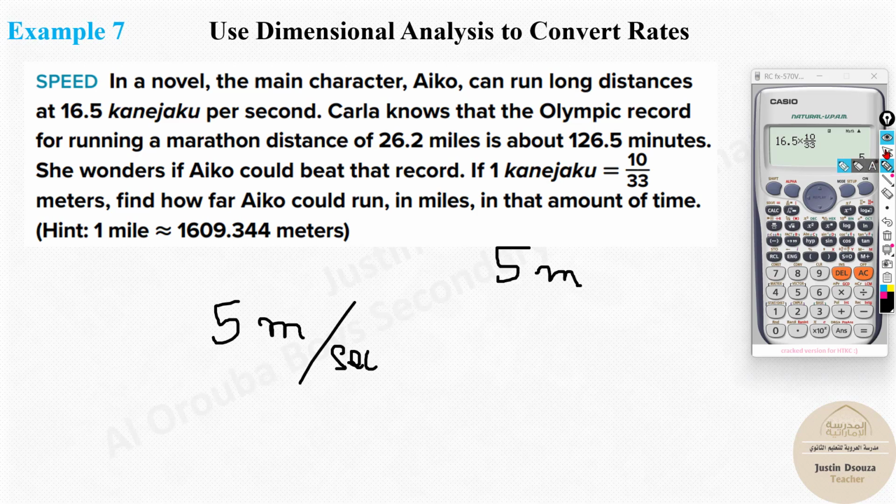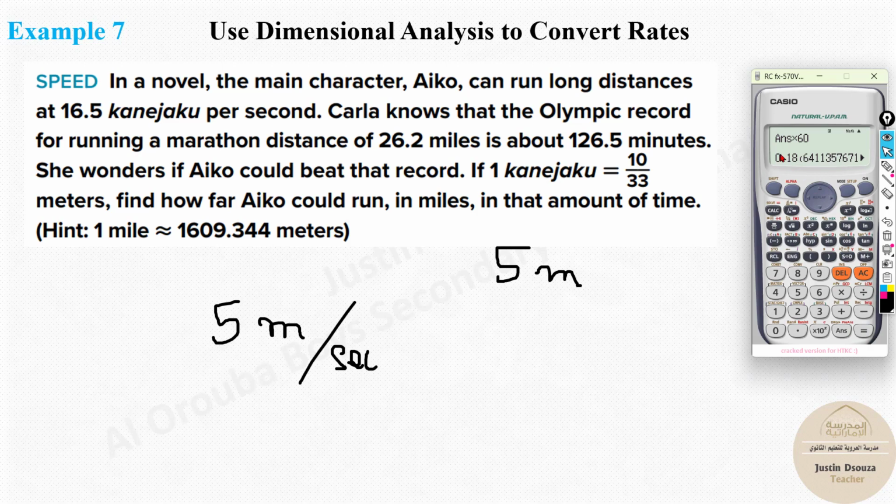How many miles are they? 5 divided by 1609.344. This is the meters. What miles? This is miles per second. But we have over here in seconds. We don't want in seconds, we want in minutes. So 5 meters multiplied by 60 divided by this number will give you the answer.